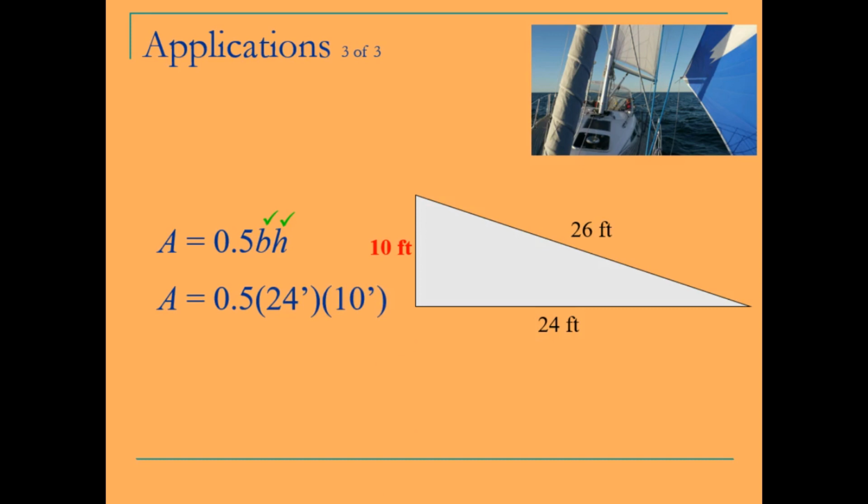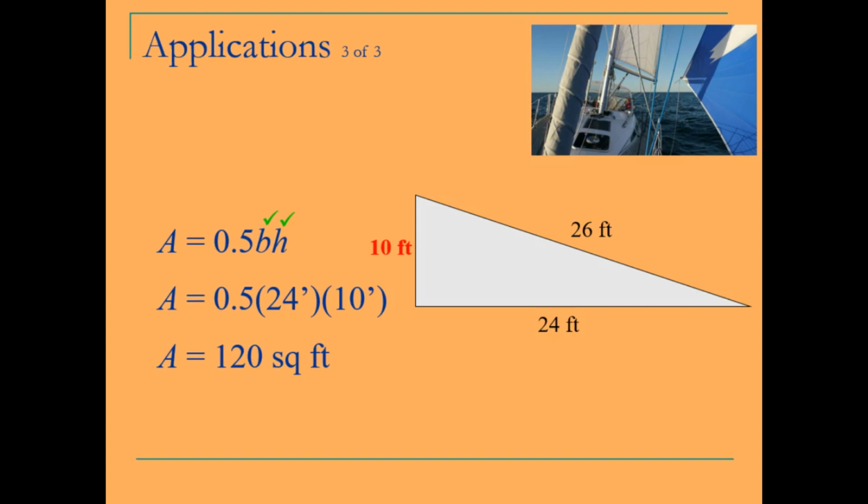We can now go ahead and find the area by replacing base with 24 and height of this right triangle with 10, multiplying the two together, base and height, and multiplying by 0.5. We have the area of this sail of 120 square feet.